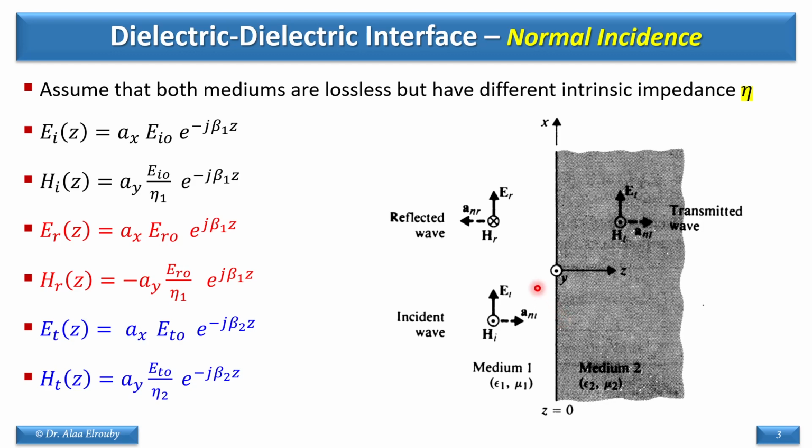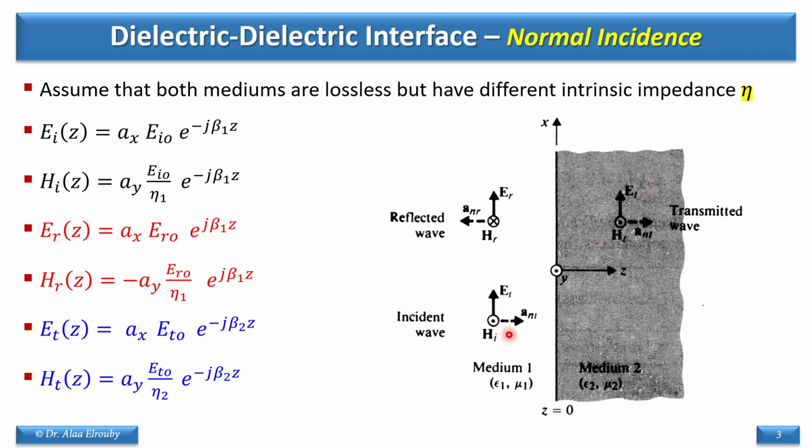And we have three kinds of waves. We have the incident wave, when the wave propagates from media 1 to media 2. Because of the difference in dielectric constant, part of the wave will be reflected. So media 1 would have incident wave and reflected wave. This is very similar to the case of the dielectric conductor interface.